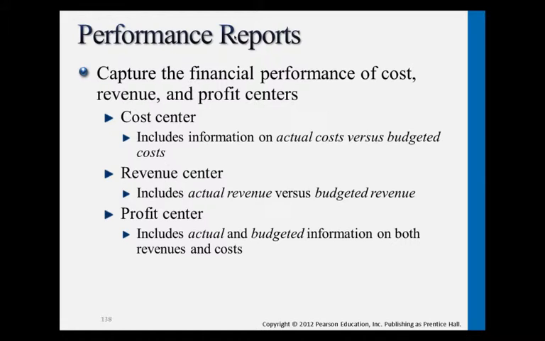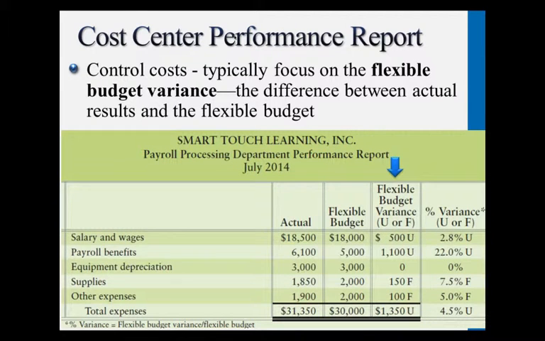Now let's look at each one and see how they look, what they are composed of, and how we calculate them. All right, so the cost center performance report. Let's look at the control costs. Usually a good indicator is our flexible budget variance. What is a flexible budget variance? It's the difference between actual and the flexible results.